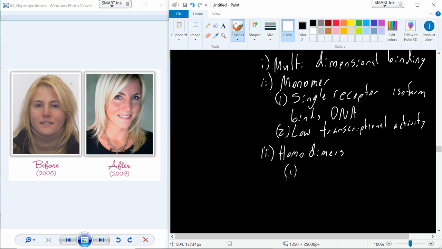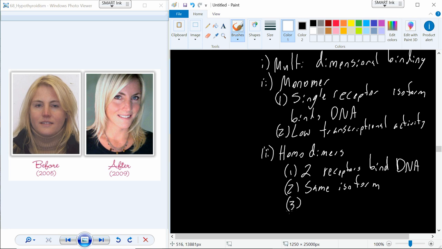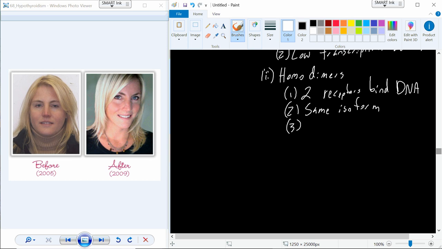This is going to be two receptors that bind the DNA, but are the same isoform. When we have homodimers, for example, thyroid receptor beta 1 and thyroid receptor beta 1, they both form this homodimer and bind to the DNA. When this happens, there's a larger activation that occurs.